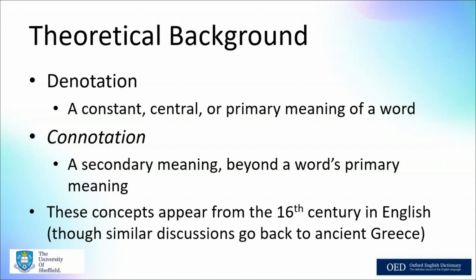Denotation is the idea of a constant or central or primary meaning of a word, regardless of any of its context or regardless of further specification or defeasing and so on. Connotation can be a secondary meaning beyond a word's primary meaning, and we might think of that as these sort of further specified or defeased meanings that are informed a bit more by context and by the words around it.